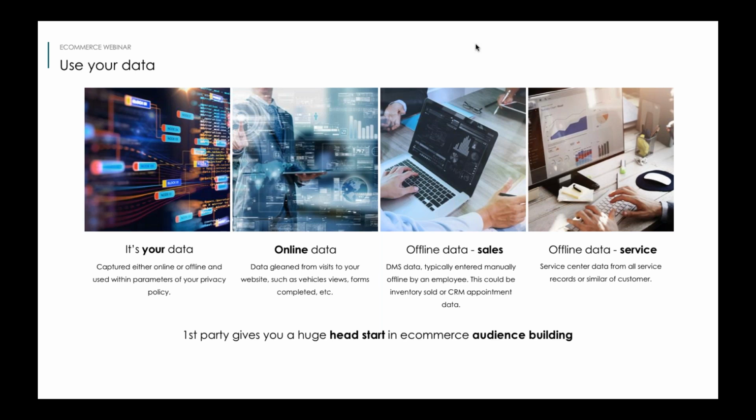Bottom line, what it says right there, that's what I tell every customer. The more first-party data you can share with me, the bigger a head start we can get towards getting valuable and effective audiences.